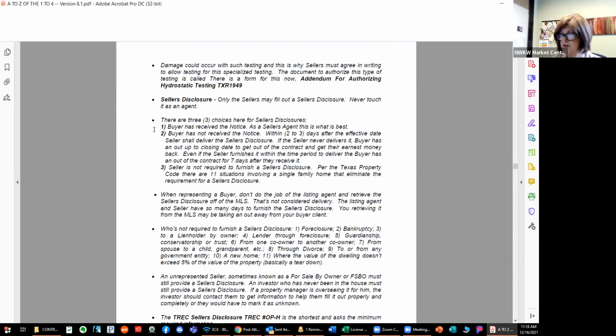There are three choices here for seller's disclosures. Buyer has received the notice, buyer hasn't received the notice, or buyer is not required to get a notice furnished because the property doesn't meet the requirements. It's not owned by an individual or something. It doesn't matter if it's an investor from California or some other place that's bought a house here and, well, I don't know anything to fill out this seller's disclosure. Well, that's okay. We still have to have one.